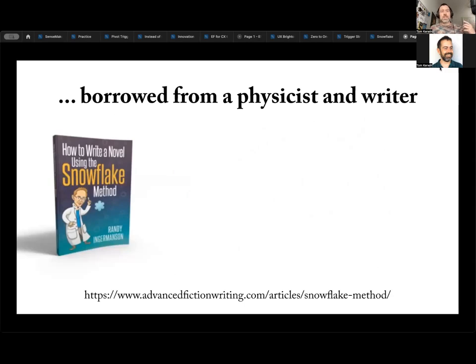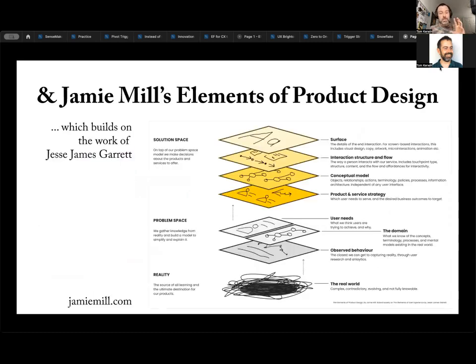So, first, this is something I've borrowed from a physicist and a writer. If you're interested in knowing more about how this works in a fiction writing sense, the link at the bottom of this screen is your friend, advancedfictionwriting.com, or you can just search for Snowflake Method, the first thing that will pop up on Google. The other thing that this is related to is a piece of work from an ex-colleague of mine, good friend Jamie Mill. He made this version of Jesse James Garrett's elements of product design, which for me really explains a lot about where the struggle is with a lot of teams who are working on design.